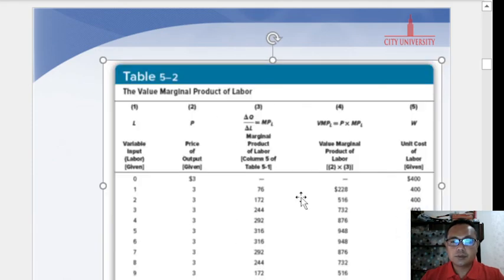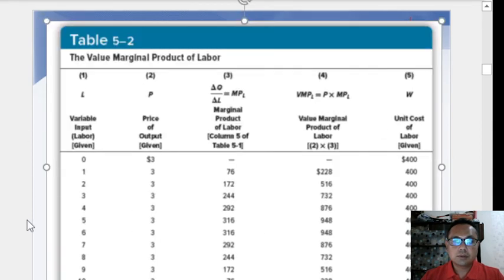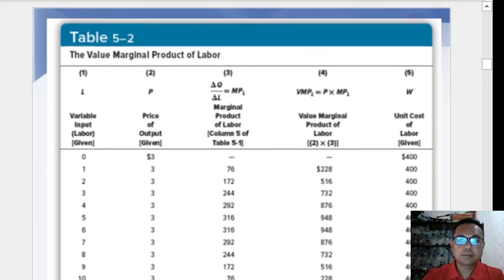So in table 5.2, as the table shows, the first unit of labor generates $228, so VMPL is equal to $228, and the VMPL of the second unit is 516. So if the manager were to look only at the first unit of labor and its corresponding VMPL, no labor would be hired.